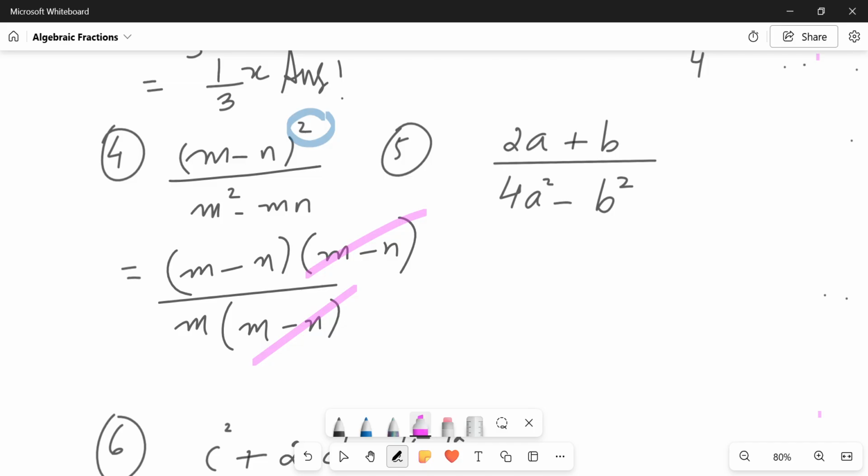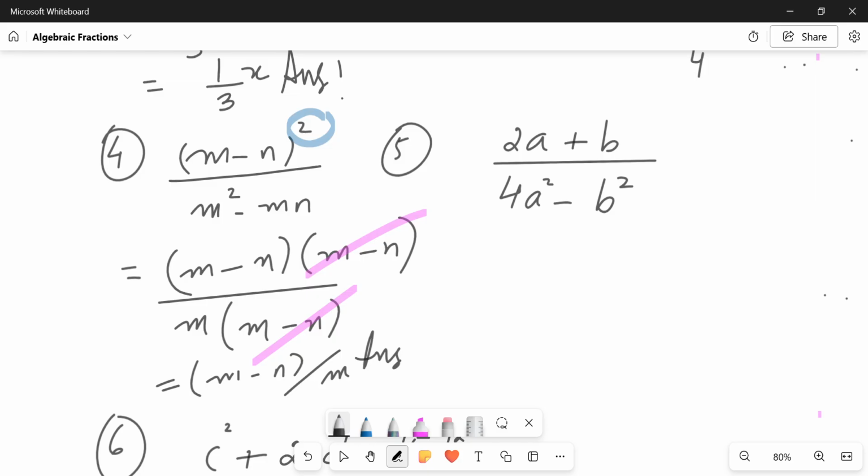One m minus n in the denominator and one m minus n in the numerator cancel. And we are left with m minus n in the numerator and m in the denominator. That would be your answer. Okay. So the final answer is m minus n over m. That is the answer. Okay. Now solve the other one.